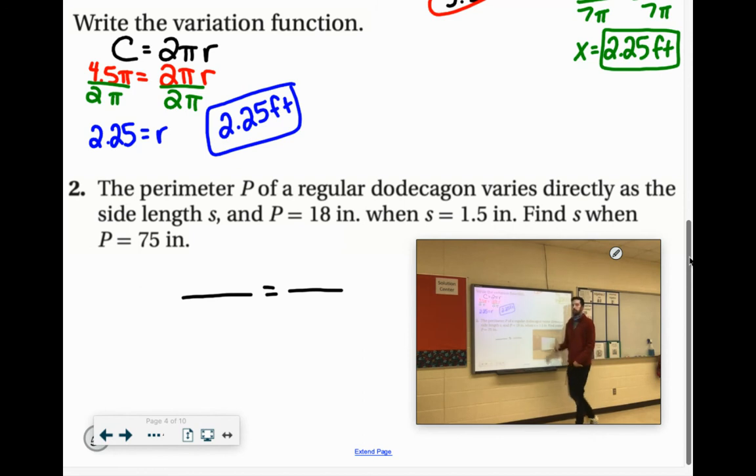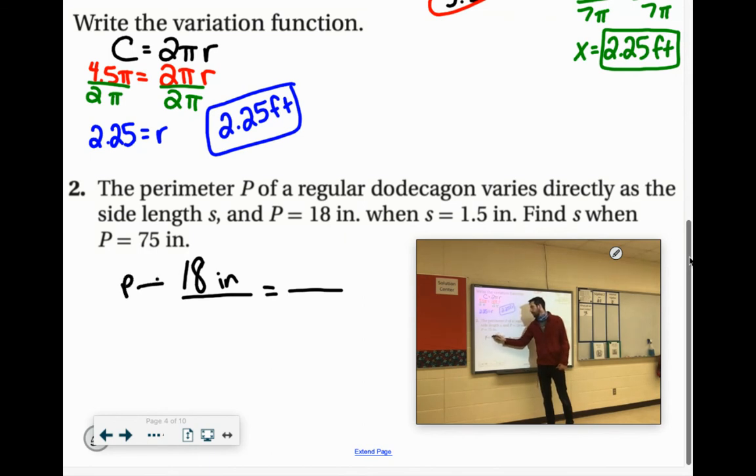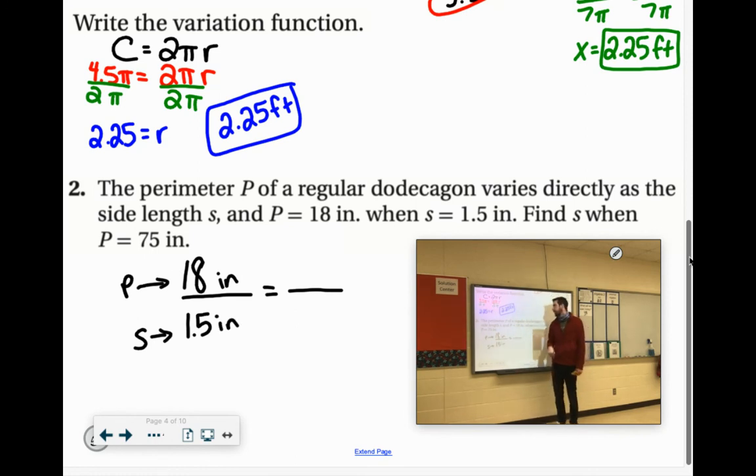The first one, the perimeter is 18 inches. I'll just label that with a P real quick so we remember. And that was when the side was 1.5 inches. So we did perimeter over the side. So the other one says the perimeter is 75 inches. Perimeter goes up top, and then the side we're looking for is X inches.